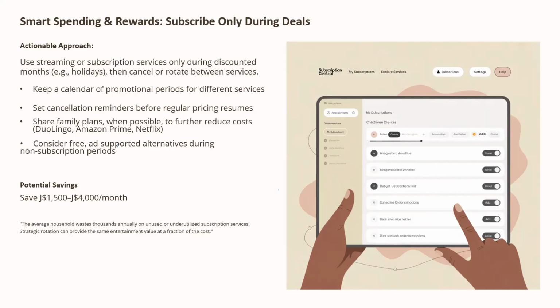For other subscriptions like Amazon Prime, Duolingo, etc., you can use a family plan where you can split the expense with other persons, either in your household or in your family. And then you can also consider free ad-supported alternatives when you are not using the paid subscriptions. This is going to also allow you to reap significant savings. I've seen up to $7,000 for me personally, because LinkedIn Premium is like $50. But for normal persons, you can realize savings even on the low end of about $1,500 just by being strategic around the subscriptions that you apply for.